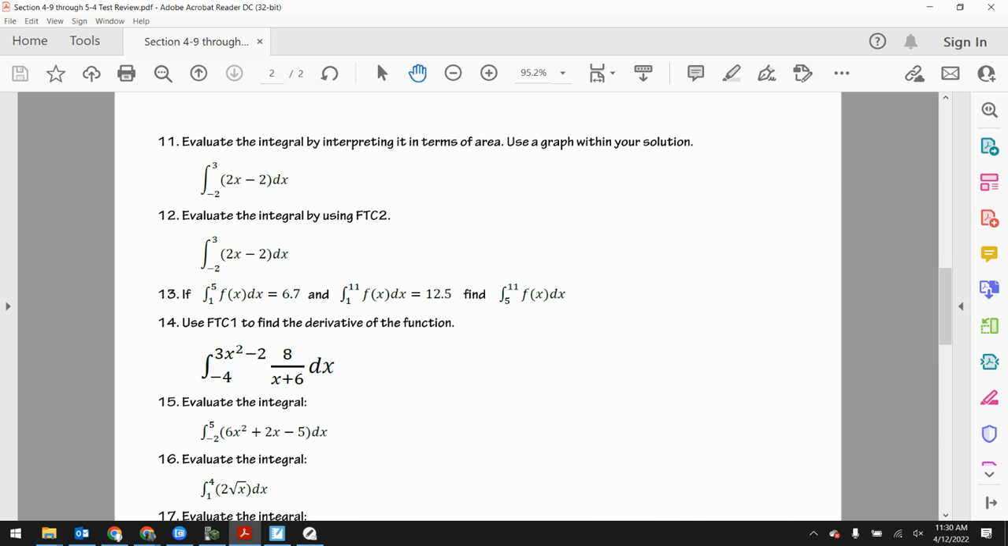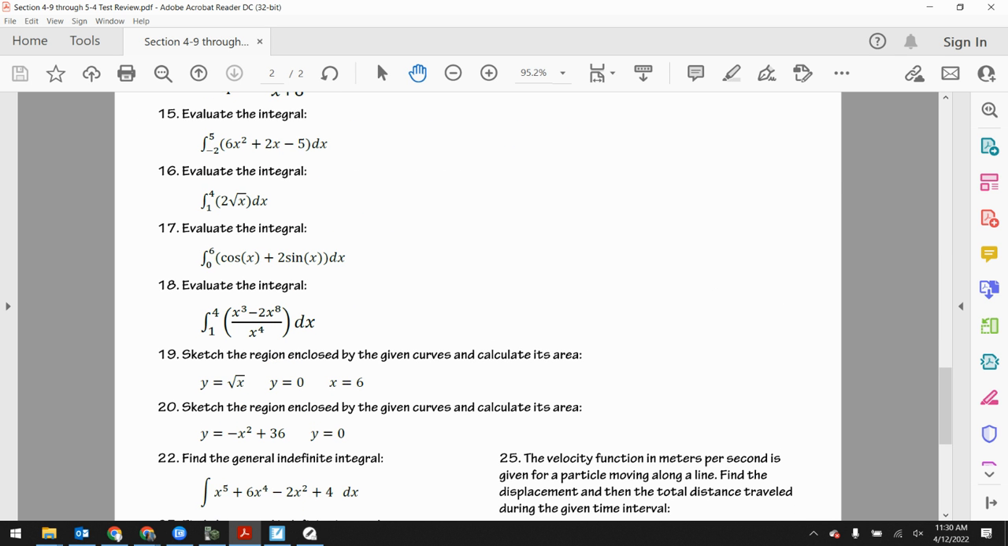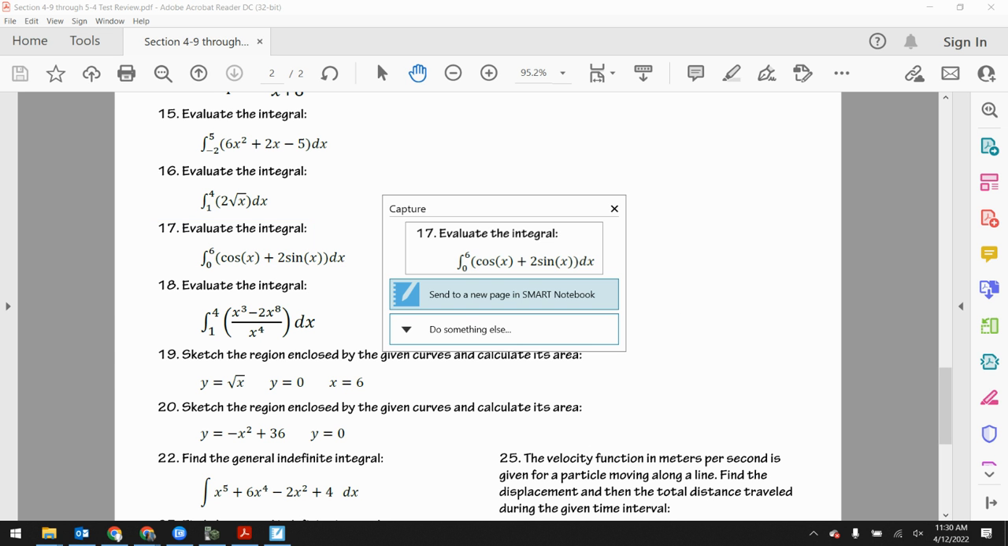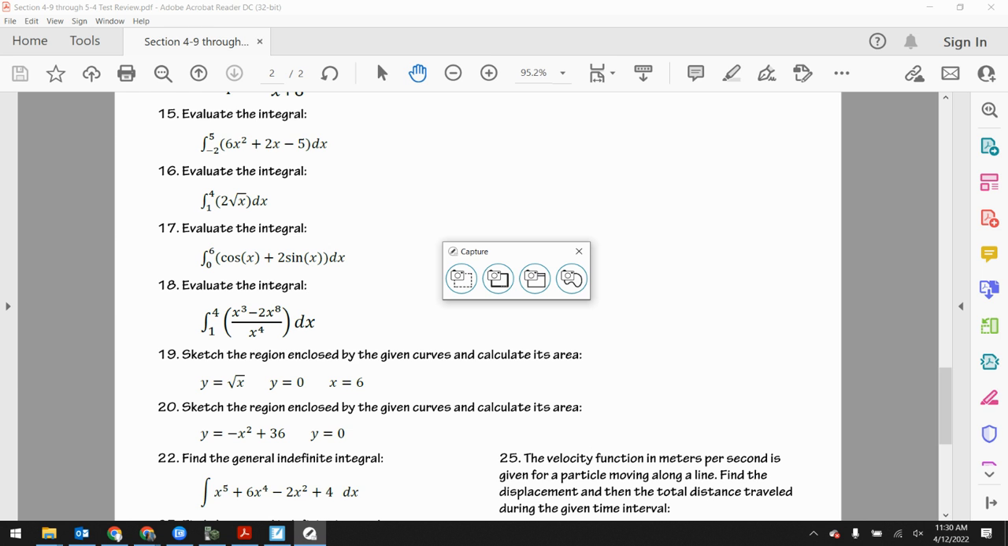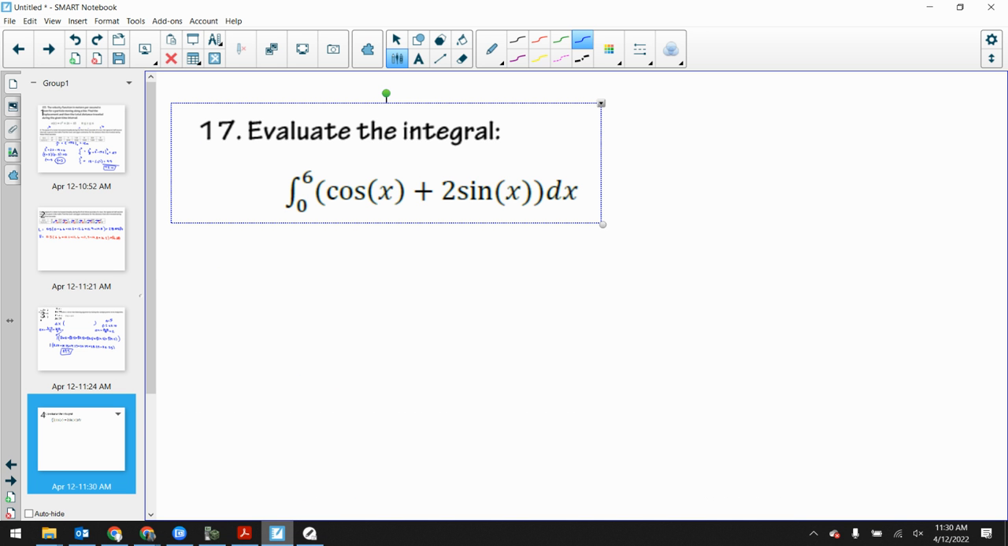17. 17, sure. I got a negative, but it said positive for the key, and I can't figure out what went wrong. Let's see what happened. Okay, we got cosine x plus 2 sine x dx.